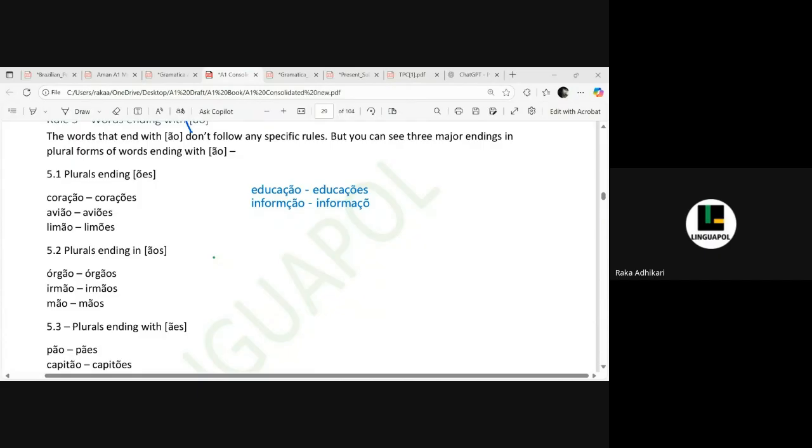Anybody else has any questions? Any questions from rule number 5? Okay, so I'm assuming that is clear to everyone.